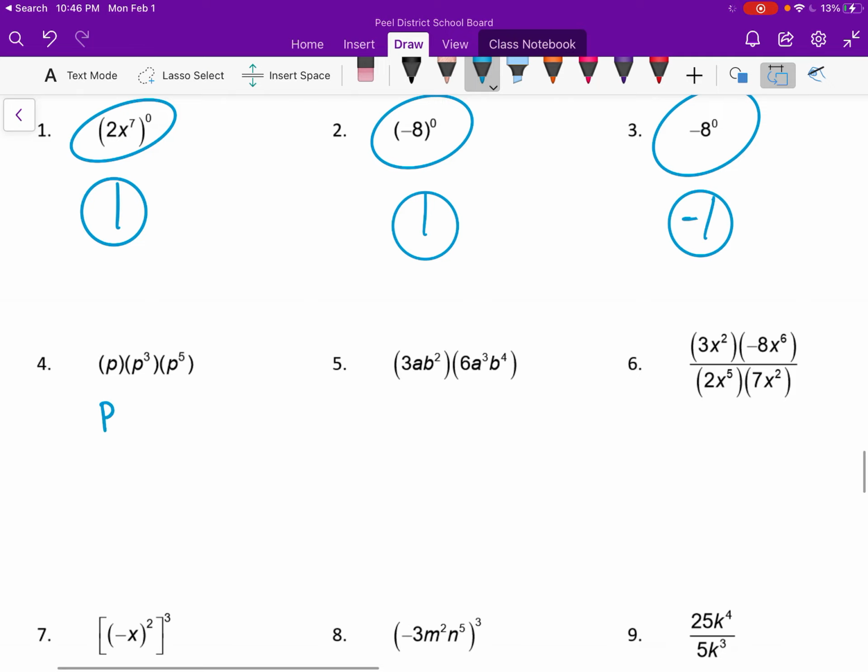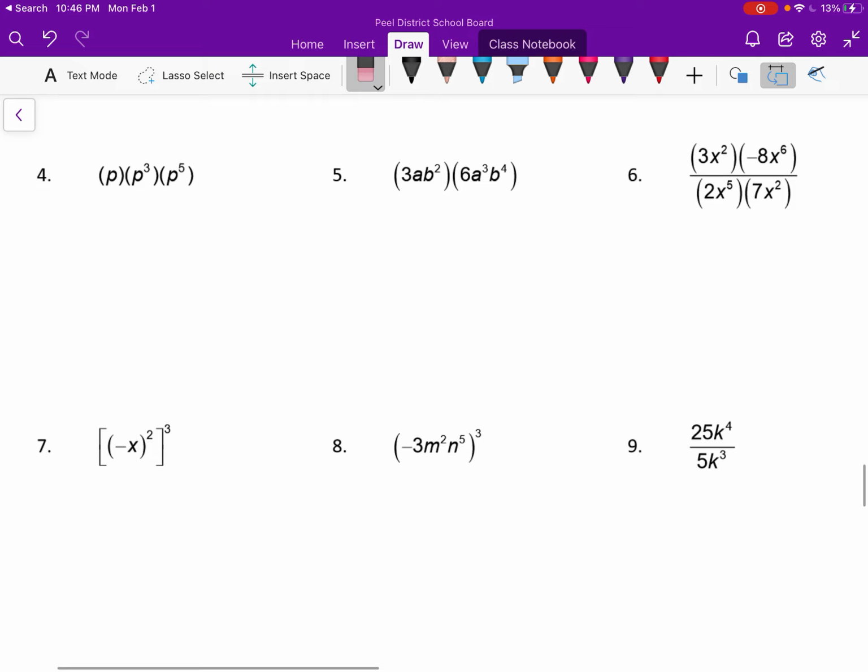Here we have p. And these are just mixed up fractions, so you can go ahead and try these on your own. If you have questions, just let me know, and we can post the solutions for these as well. They're already posted under lesson 2, so you can go check those out.